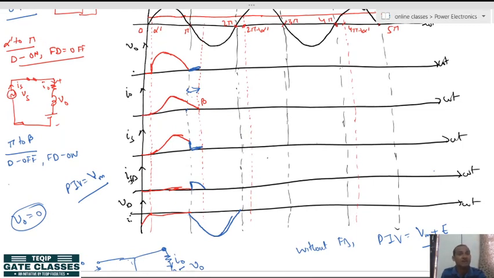Another advantage is that it keeps the input power factor very good. You will understand this point when you come to the full wave circuits, how it keeps the input power factor good.